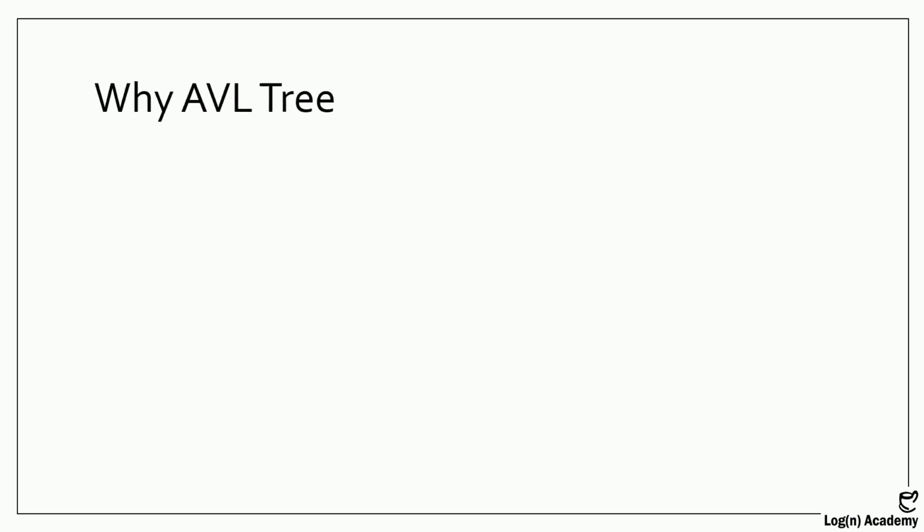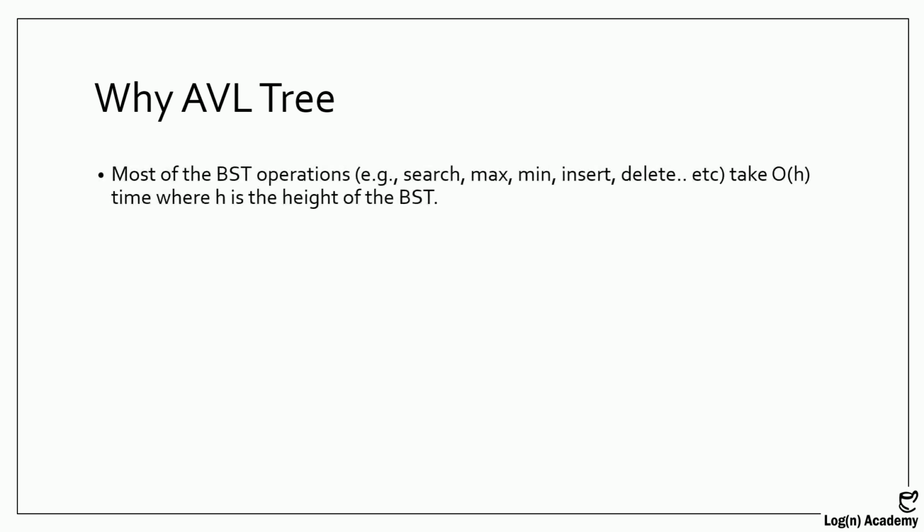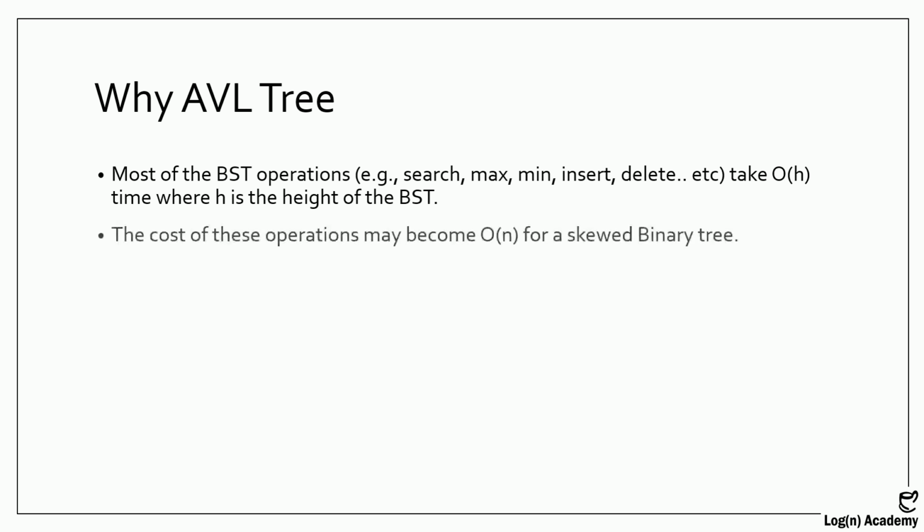Okay, why AVL trees? Why do we use AVL trees? Most BST, which is the short form of binary search tree, operations like search, max, min, insert, delete take O of h time, where h is the height of the binary search tree. In the ideal situation these operations take O of h time, so it's actually log of n. The cost of these operations may become O of n for a skewed binary tree.